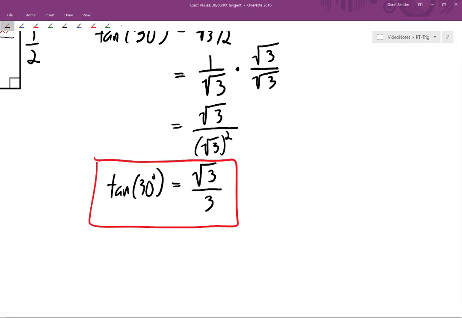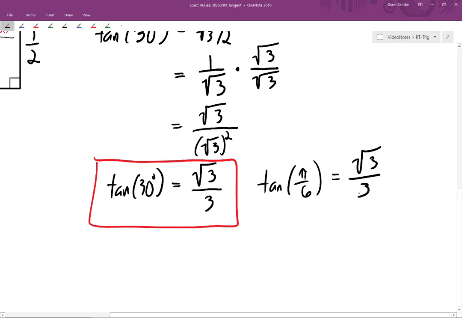I'll also take a moment to point out that 30 degrees is the same as pi divided by 6 radians, and therefore tangent of pi divided by 6, for working in radians, is also equal to square root of 3 divided by 3. So those two things kind of go hand in hand. One's in degrees, one is in radians for our angle measure input.